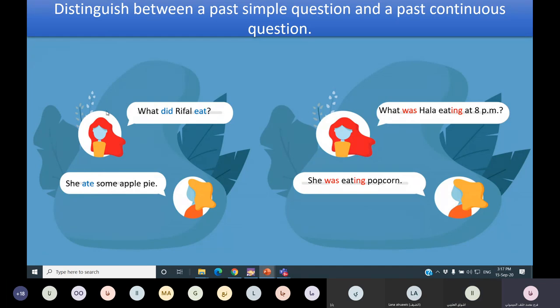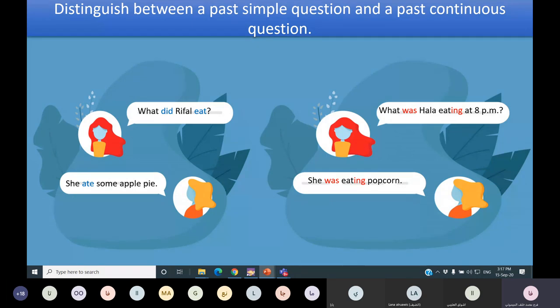Okay. Ashwag, you are going to be the redhead girl. And Kinda is going to be the blonde girl, okay? Let's start. What? Yes, Ashwag, very good. What did? Yes, Ashwag, sweetie. What did Rifal eat? Thank you, Ashwag.